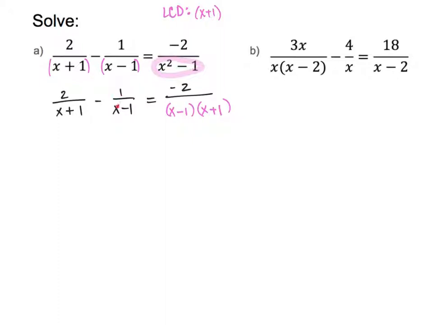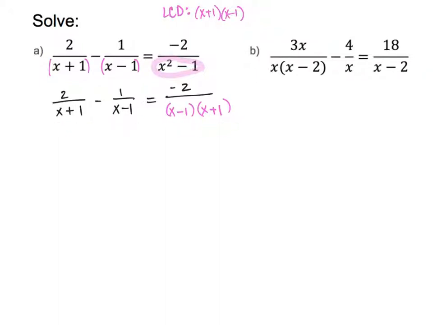I need an x minus 1, so I'm going to put in an x minus 1. Then when I look at this side here, I need an x minus 1, but I already have it. Whereas this one, I have an x plus 1, but I already have that. So you only need one copy of each factor.